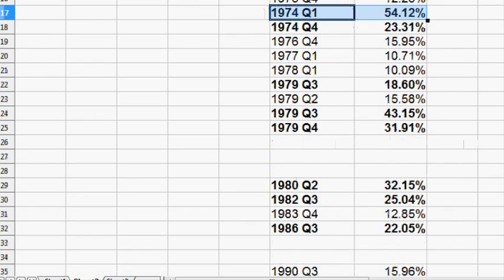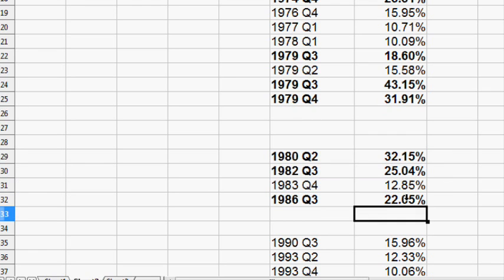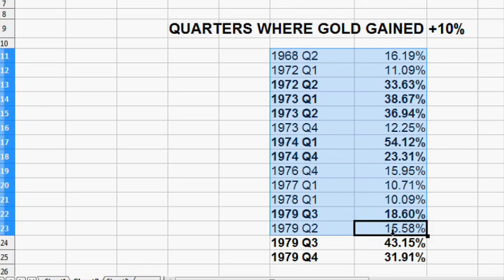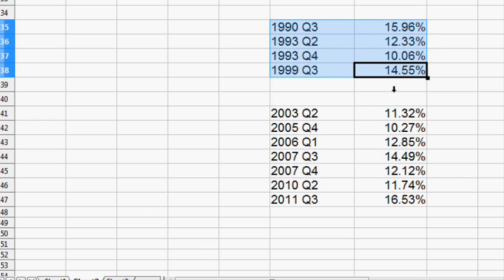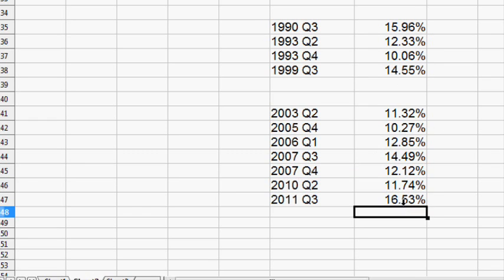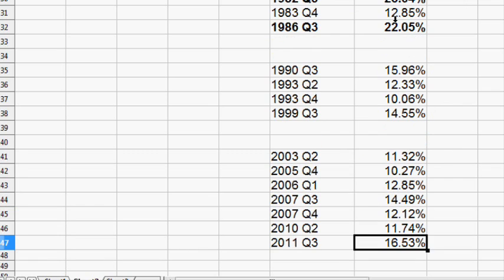Moving on to the 1980s, there were only 4 times when gold gained over 10%. 3 of the 4 times it was at greater levels than we are at today, 22% in the 86 third quarter, but the levels were nowhere near because this was a bull market and this was a bear market. And the 90s were a bear market as well, only 4. And what this means is right now we are up 16.5% in 2011 Q3. This is the biggest quarter since 1986. So that's something to consider.